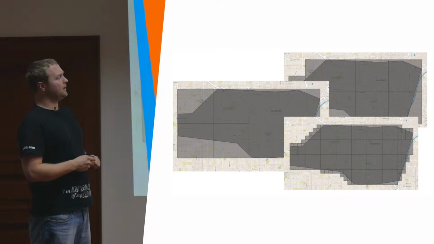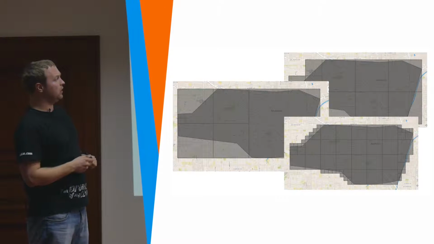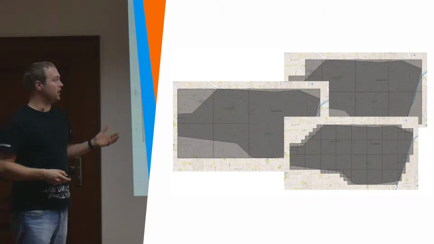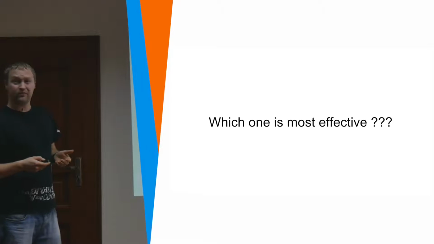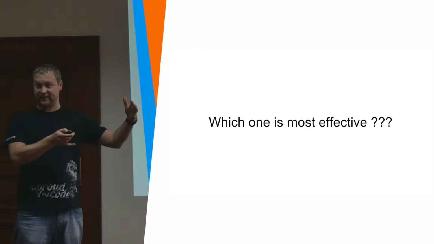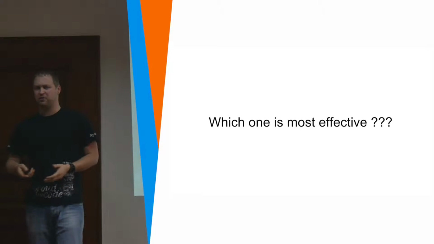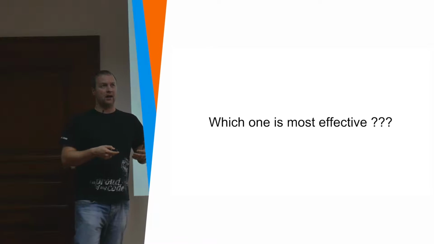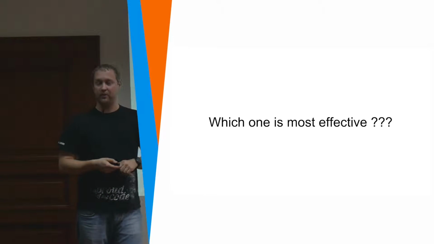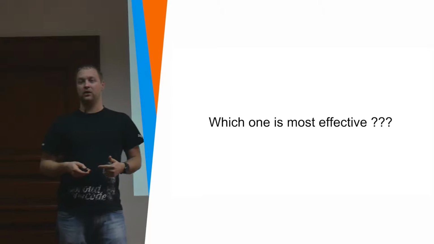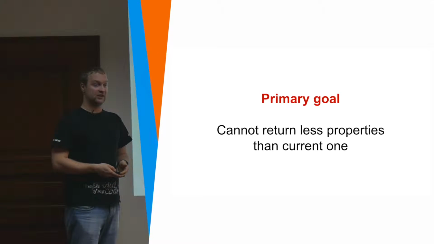The thing is that, okay, it's cool, but those screens differ. Which one is the most effective? Which setting that generates a set of bounding boxes will be the most effective, will get us the biggest number of properties, but with the fewest bounding boxes?